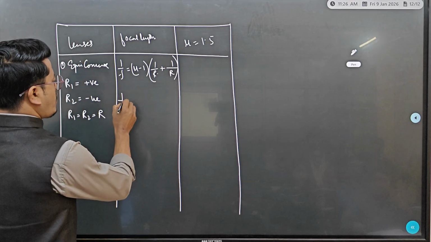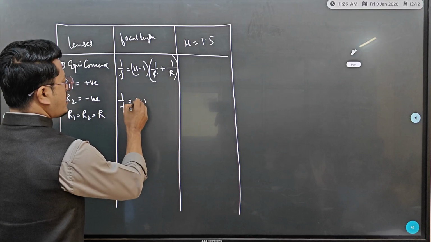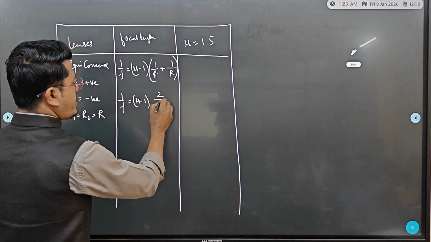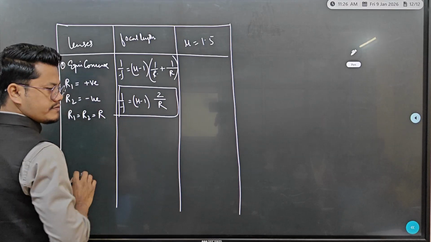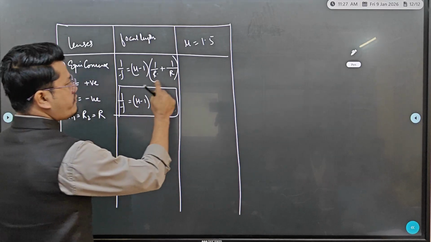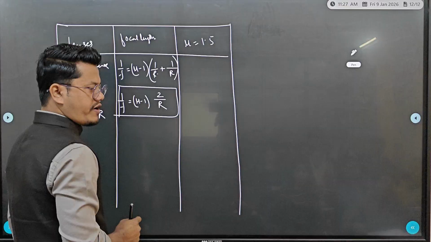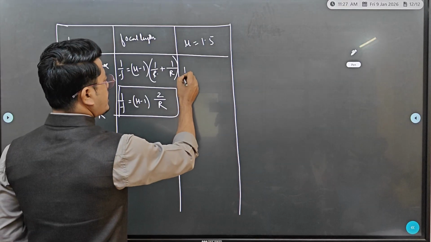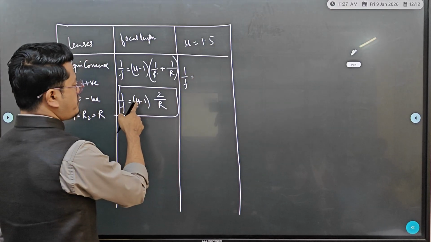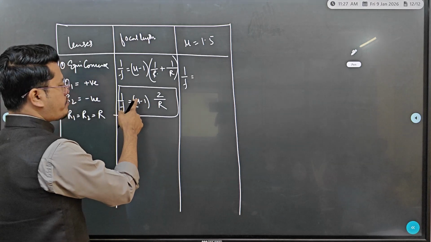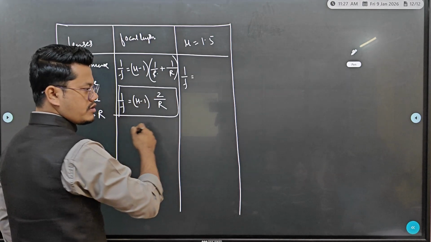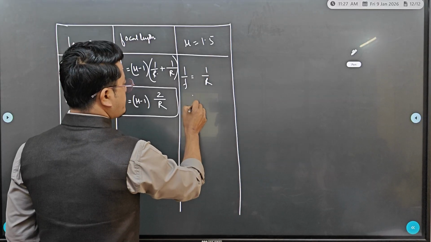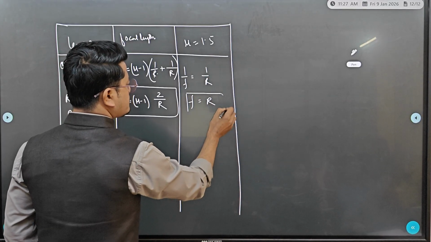So ultimately I'll be getting 1 by f is mu minus 1 into 2 by R. This is the expression of focal length which I'll be getting. Now what will be the focal length if the value of mu is 1.5? I'll be getting here 1 by f. In place of mu, if I put 1.5, 1.5 minus 1 gives you 0.5. 0.5 into 2 gives you 1. So I'll be getting 1 by R, or not? So ultimately you'll be getting f is equal to R.